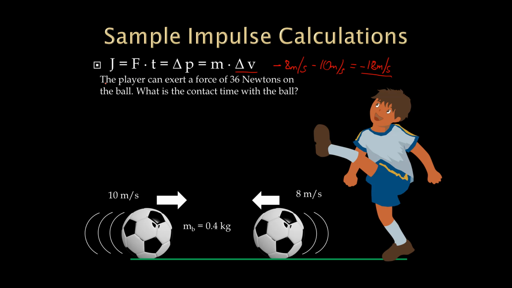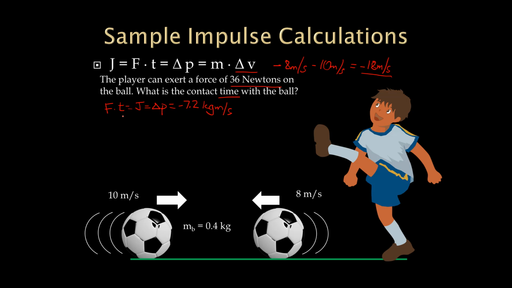So the question we have to answer here is, we've got a player who can exert 36 newtons of force on the ball. What's the contact time with the ball? Again, we'll take a look at force times time is equal to our impulse, which is what causes our change of momentum. You can go back to your old notes to find out how we got this value, but we see our change of momentum was minus 7.2 kilogram meters per second.